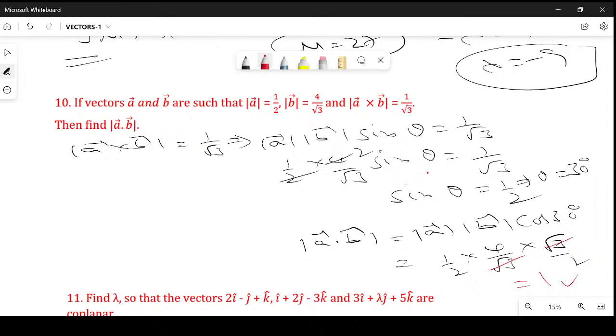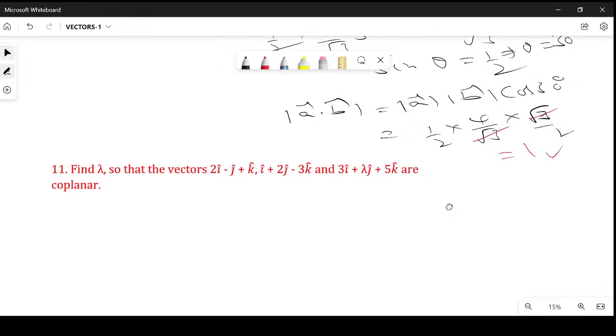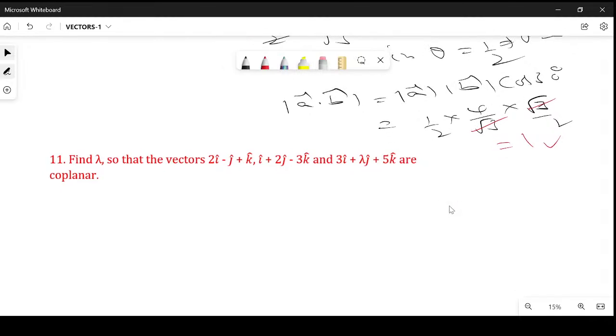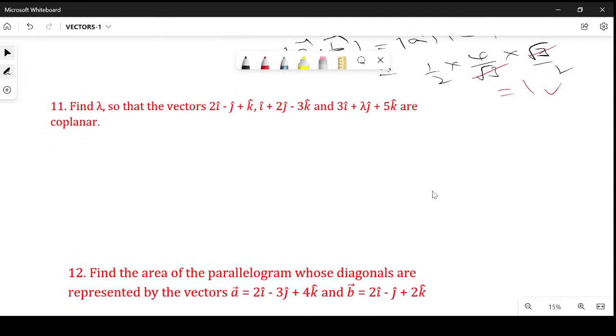Now see, next question number 11. Find lambda so the vectors are coplanar. Important one. They are asking to find the lambda value so the given vectors are coplanar. Whenever the vectors are coplanar, the scalar triple product is equal to 0, always.